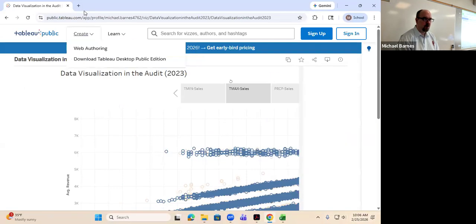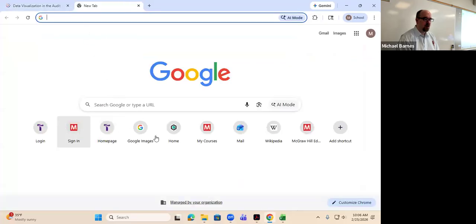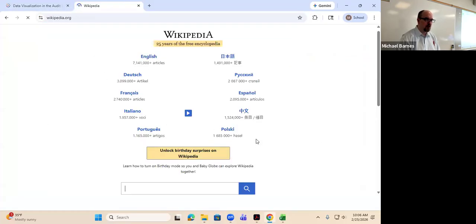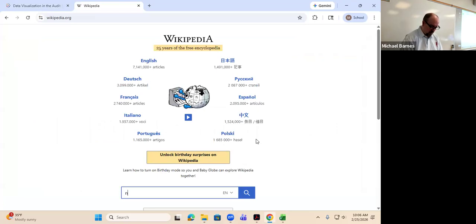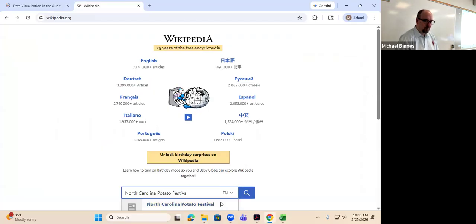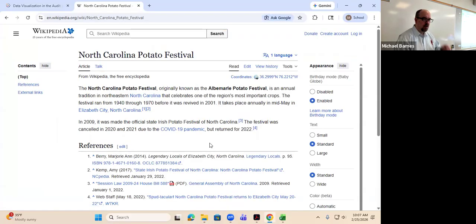Okay, so let's just go to Wikipedia, and I'm just going to arbitrarily type in some words. North Carolina Potato Festival. Annual tradition, North Carolina celebrates... it takes place in mid-May in Elizabeth City, North Carolina. All right. So could that be an explanation?